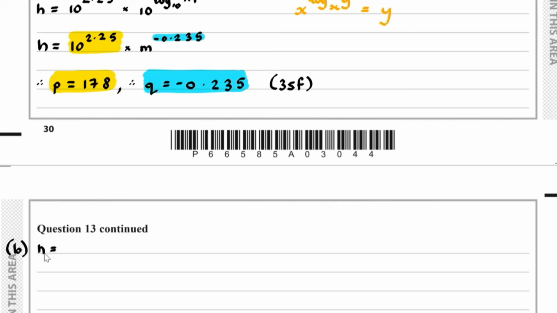So h then is equal to 10 to the power of 2.25 multiplied by 5, which is the mass, to the power of minus 0.235, where of course this is the value of p, and this is the value of q.